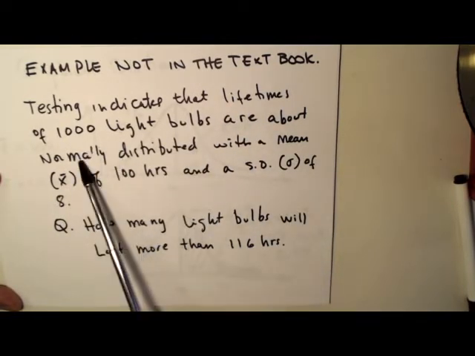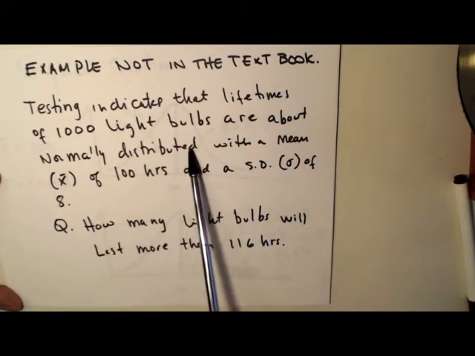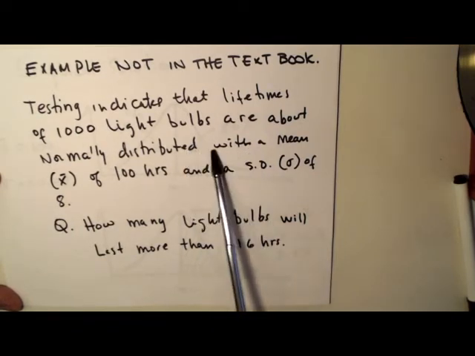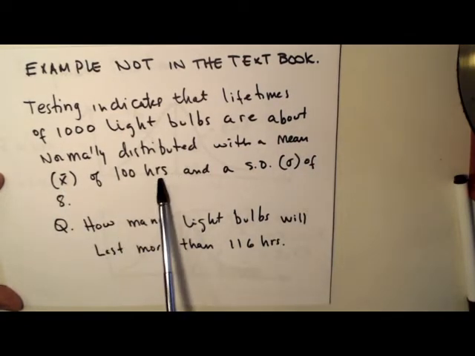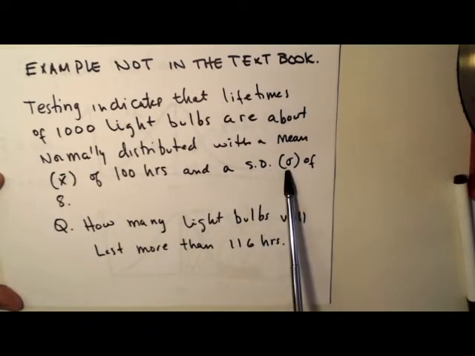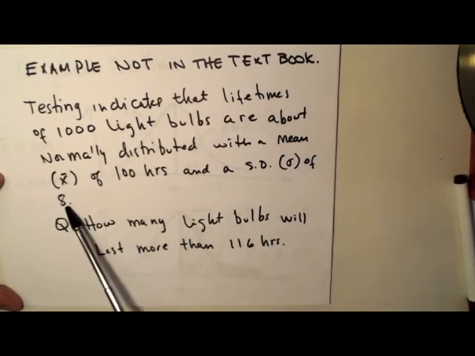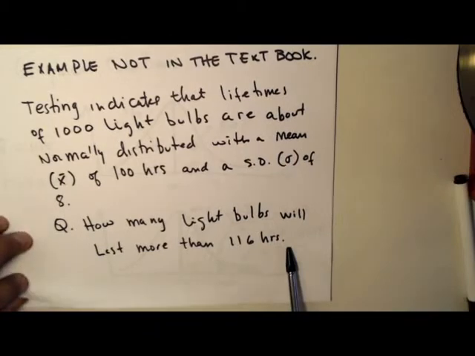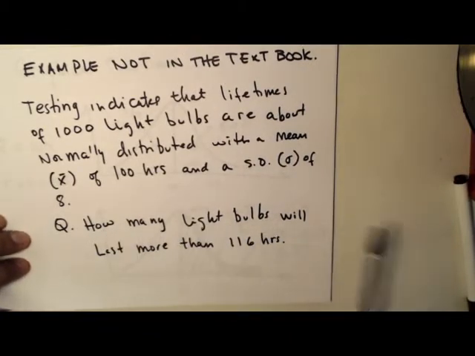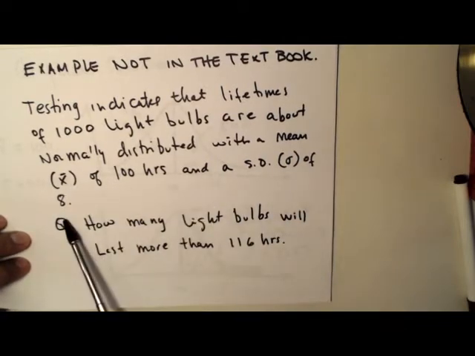When we hear normally distributed, we're talking about the normal curve. With a mean, that's the mean right here, of 100 hours, and a standard deviation, we have this lowercase sigma here, of 8. So here they're giving us the mean and the standard deviation. How many light bulbs will last more than 116 hours? This will require us to do some manipulations on this information, the mean and the standard deviation, and to draw the curve. So let's do that now.